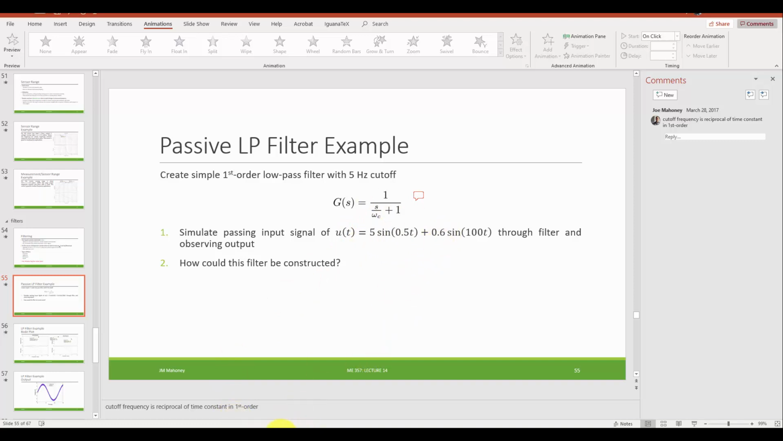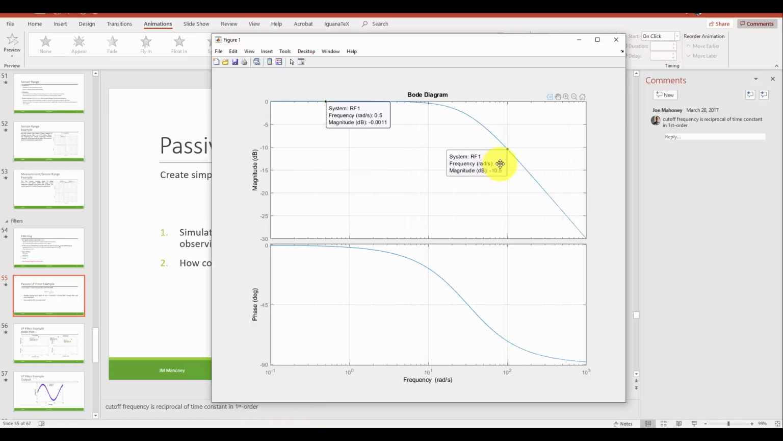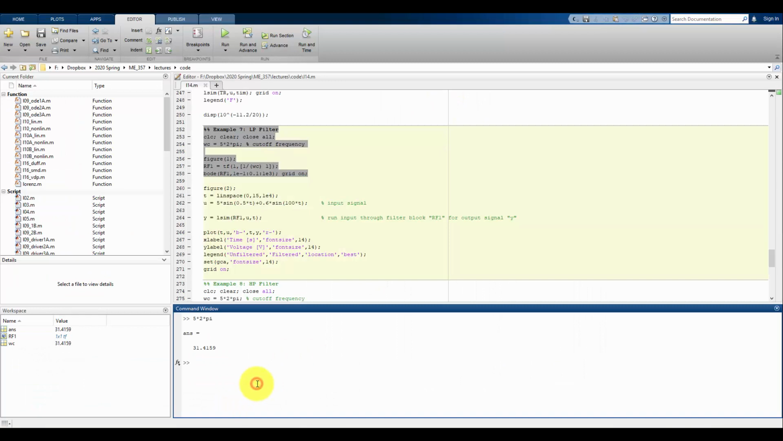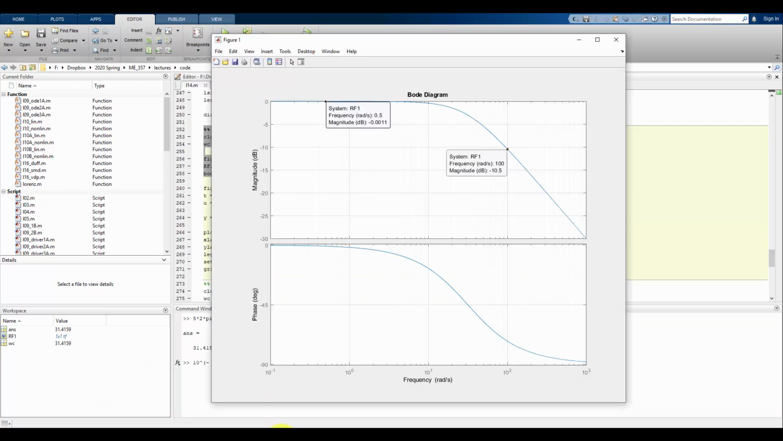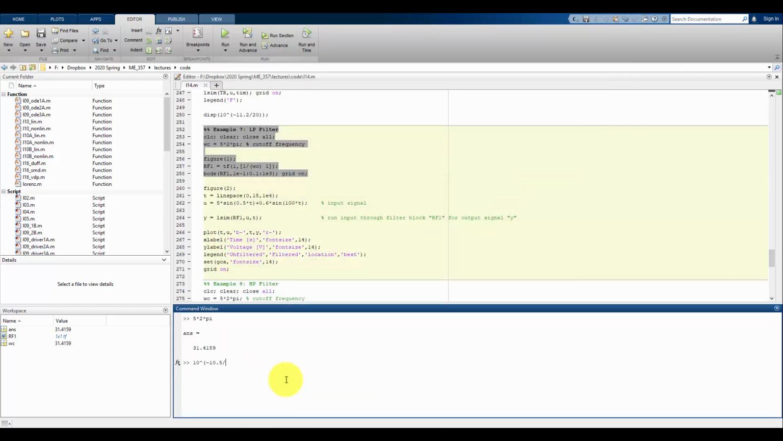But we're going to see something different happening. For the 100 radian per second signal, we have a magnitude here of negative 10.5 decibels. So that means that this signal is going to be attenuated. So again, if we convert this now back into linear, if I say 10 raised to the negative 10.5 over 20, we should see it comes to about 0.3. So the high frequency signal is going to be cut down to about 30% of its original amplitude.